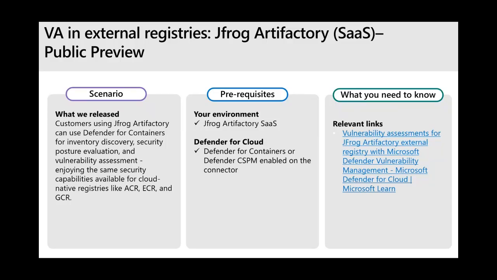So as I mentioned before, previously we announced support for Docker Hub registries, and we're extending our coverage for external registries to also include JFrog Artifactory, and this is specifically for SaaS JFrog registries. So the same way that you're able to scan for vulnerabilities in ACR, ECR, GCR, and Docker Hub, we're extending that to JFrog as well. Let's take a close look at what this would look like in the Azure portal.